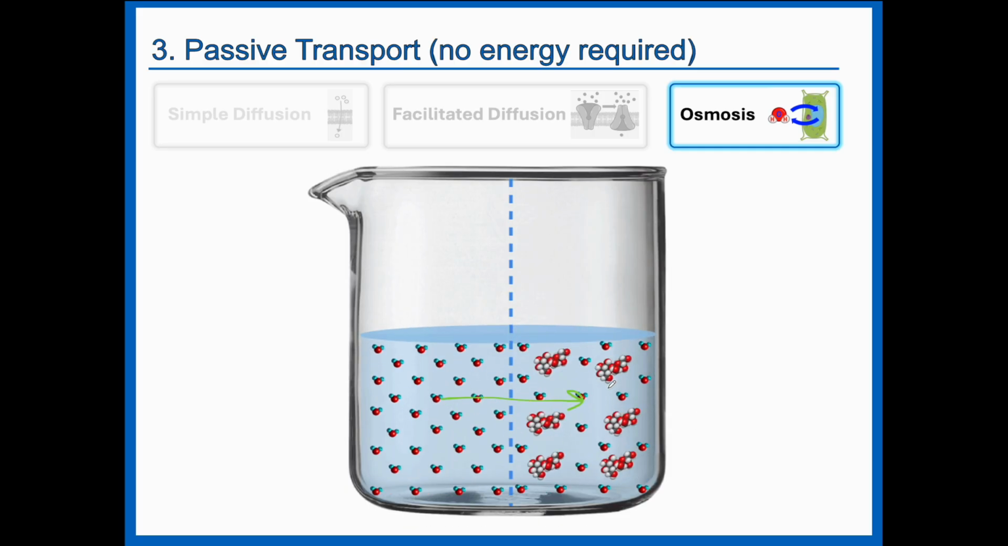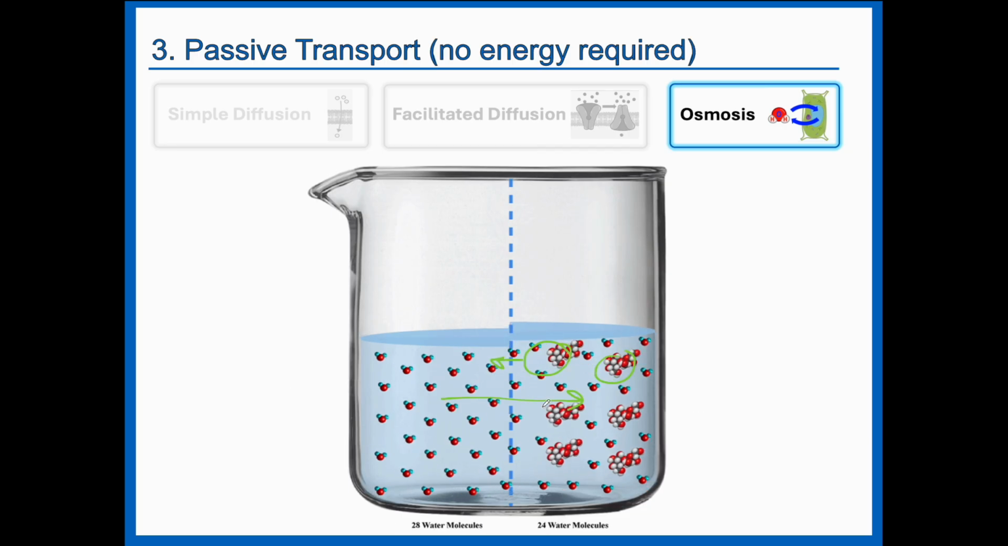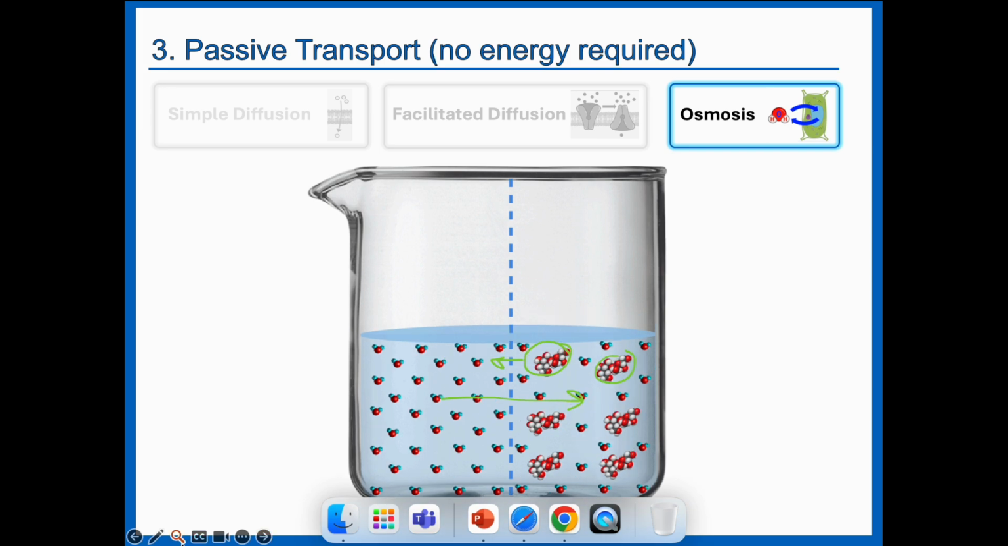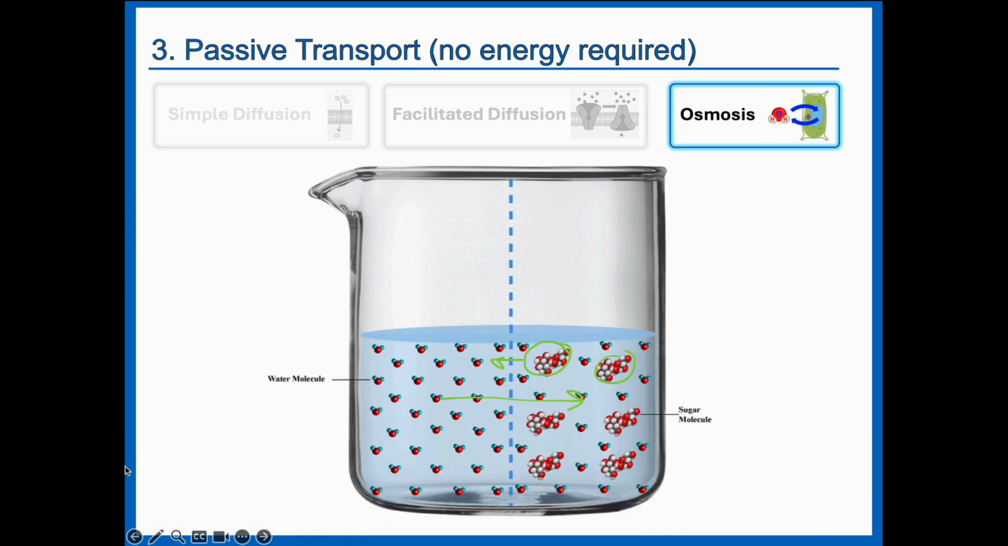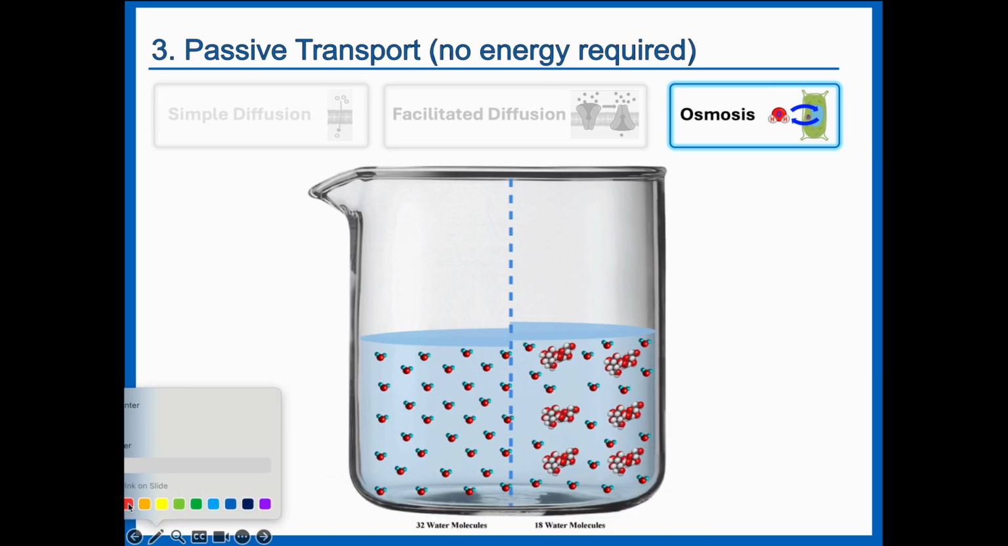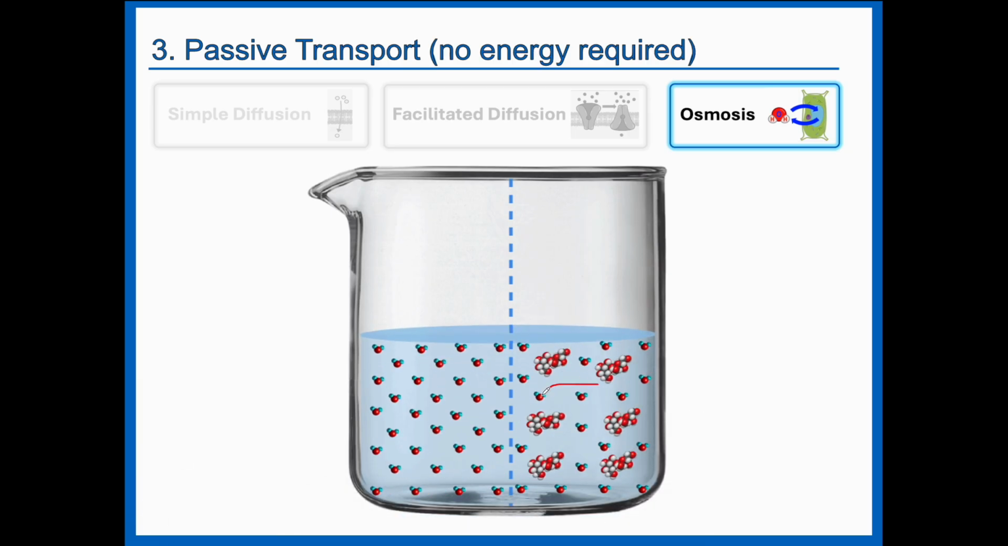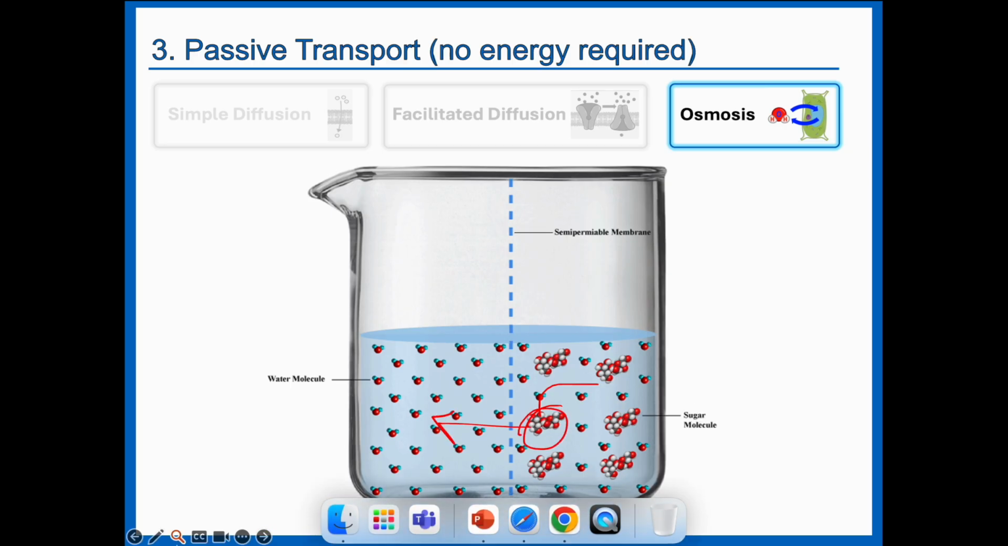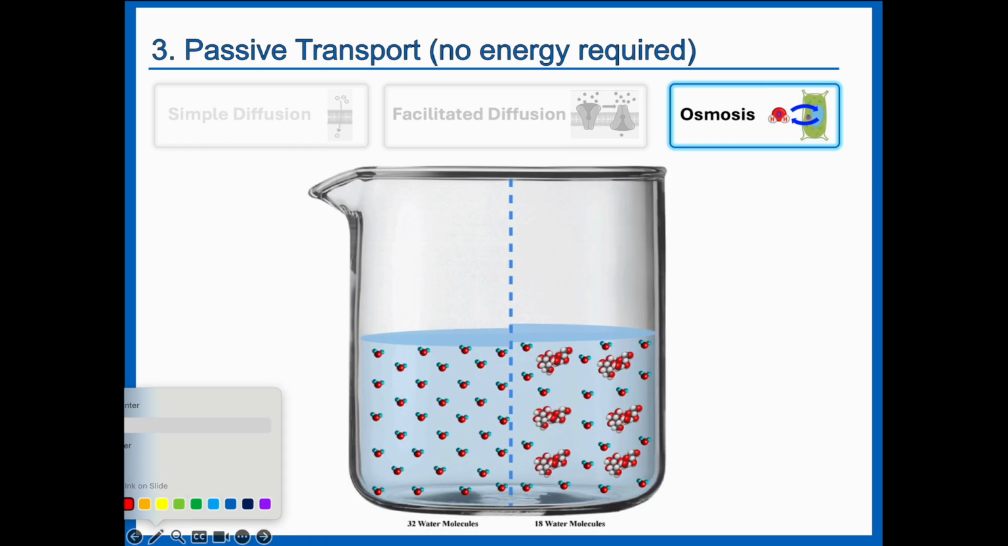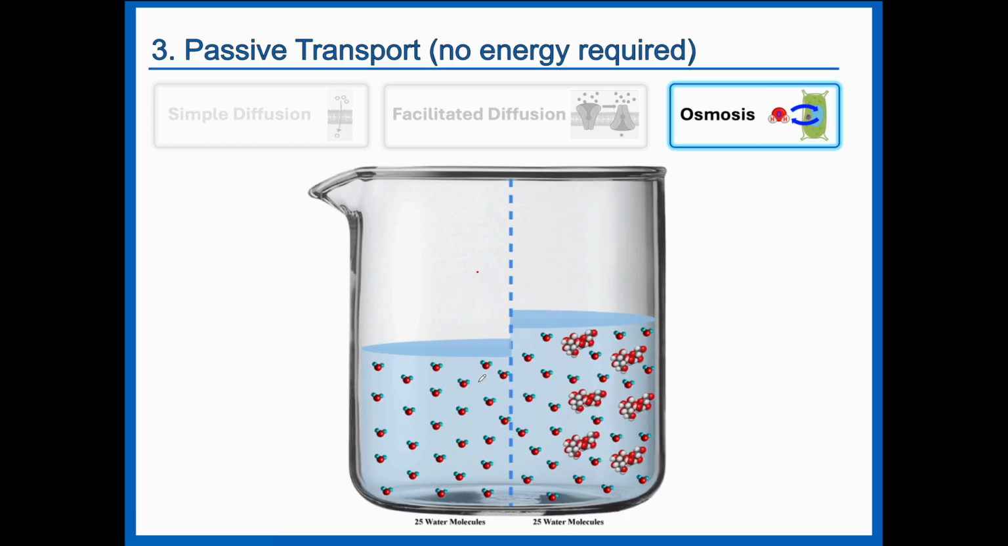But also, sugar here is huge, right? It cannot go through this membrane. If sugar could go through the membrane, it actually would. Sugar would want to move where? It would want to move from this area here down this way, right? But it can't. This sugar is too big to pass through.